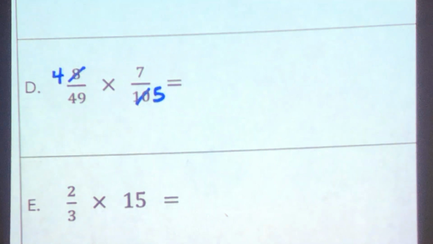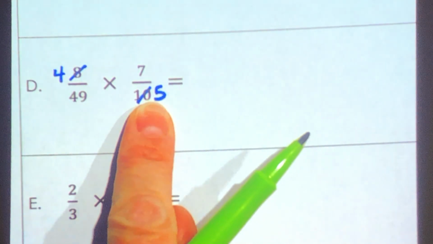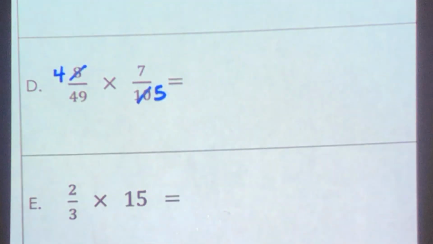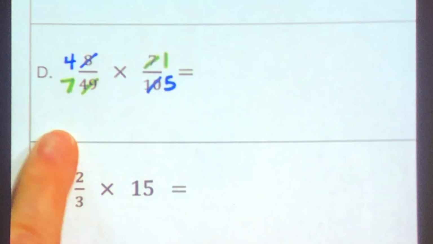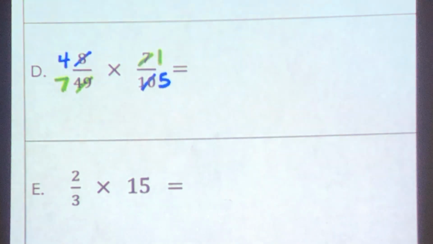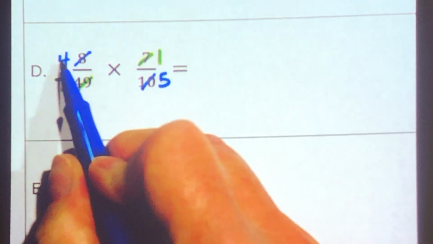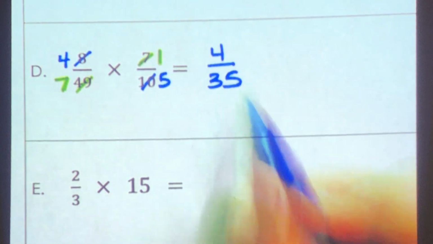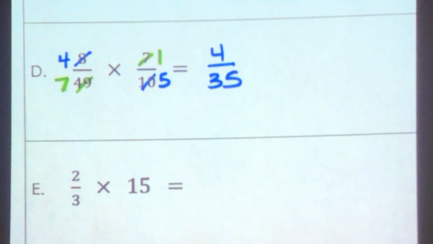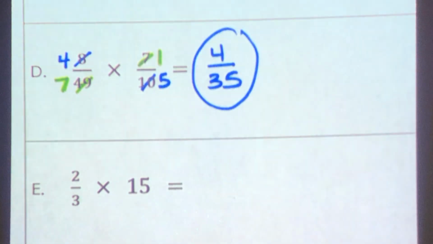Now you see a 7 and a 49 diagonal from one another. We can simplify those as well, because I could have moved the 49 there. It's commutative. So between 7 and 49, 7 goes into both of those. 7 is the largest digit. 7 goes into 7 once, and 7 goes into 49 7 times. So now I can multiply 4/7 and 1/5 instead. And I use my same method as before. I multiply my numerators. 4 times 1 is 4, and 7 times 5 is 35. And there's not a number that goes into 4 and 35 other than 1. So we know that this is in simplest form.